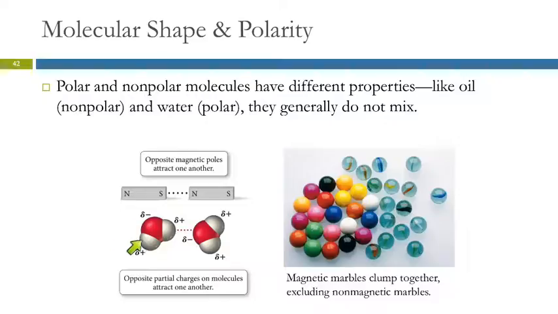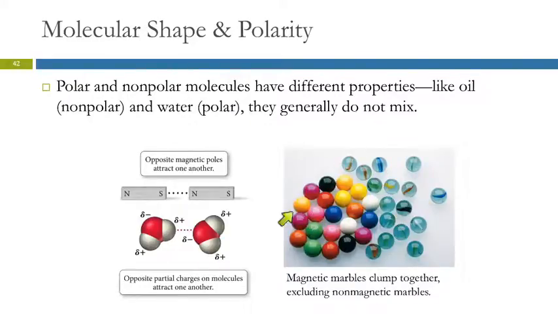So polar molecules are a lot like magnets. They're not magnetic, but it's the electric version of magnets. There's a positive charge and a negative charge, and they're attracted to each other, like the north and south poles of magnets. So here's a picture. We've got regular glass marbles, and these solid-colored marbles are magnetic marbles. I'd like to get one of these one of these days. But you can imagine what happens. The magnetic marbles clump together.